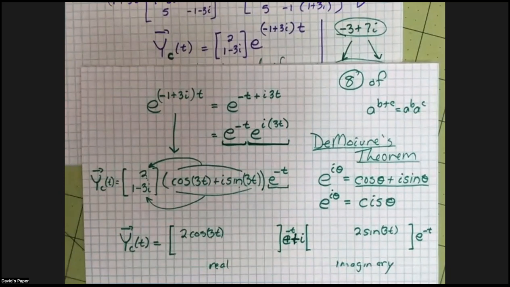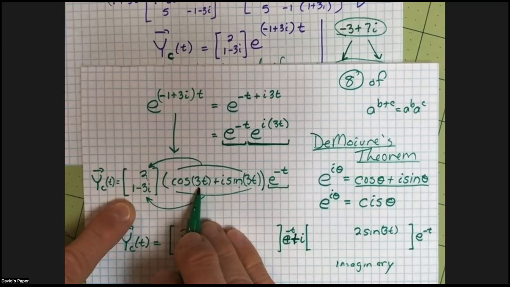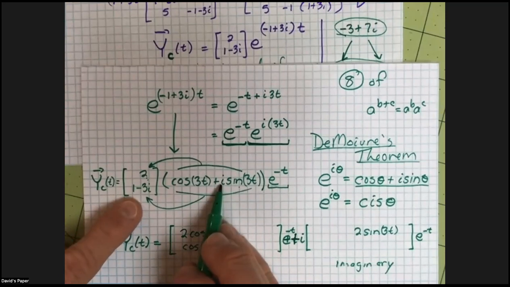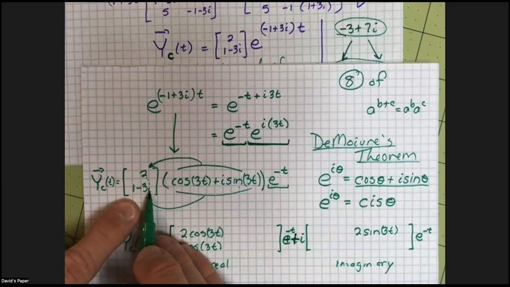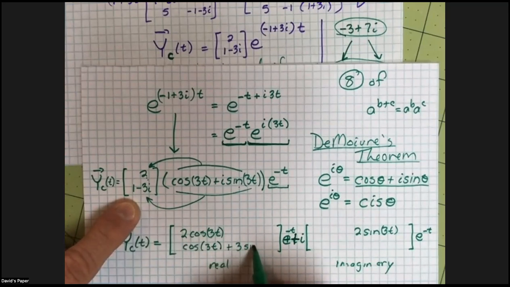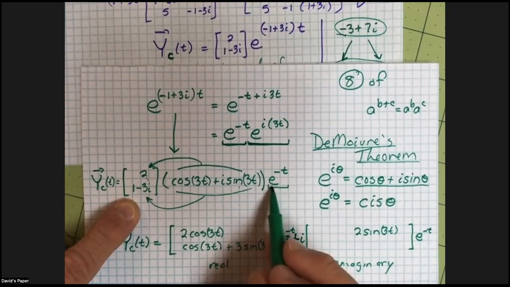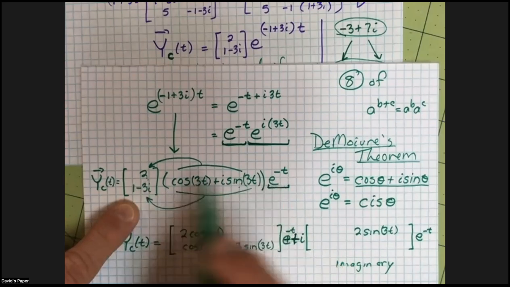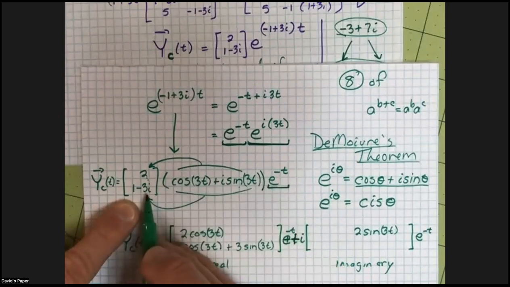So focus. When this complex number hits this complex number, what parts will not have an i? When the 1 strikes the cosine, I'll get cosine 3t, no i. But when the i sine strikes the minus 3i, I will get minus 3i squared sine. Now minus 3i squared is plus 3. So I'll get a plus 3 sine 3t. Again, e to the minus t attached to that. Whatever happens here, the e to the minus t is attached to that top row. It's attached to the bottom row.